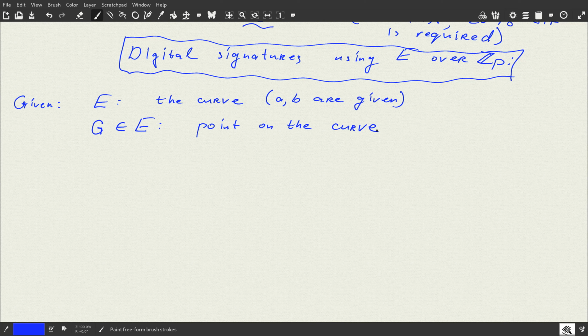Actually, I would like to mention that we need a very, very special point on the curve. There is a thing which is called the order of the point. I will explain what it means. N is the order of G. By definition, it is the minimum n such that n times G is theta.